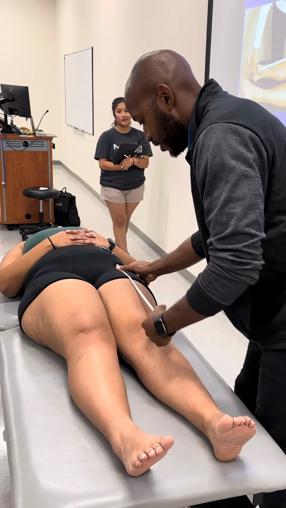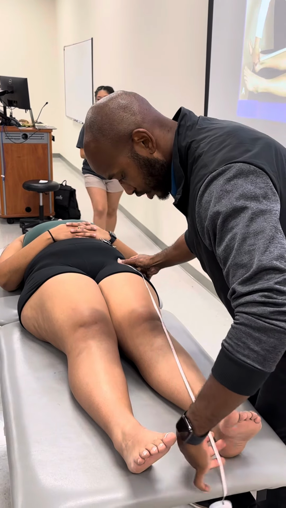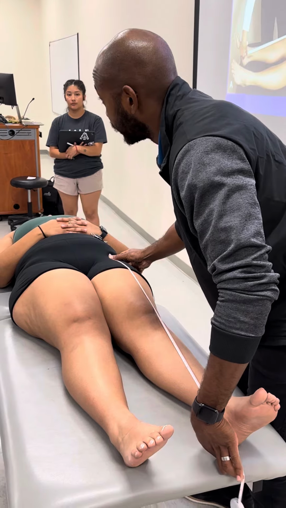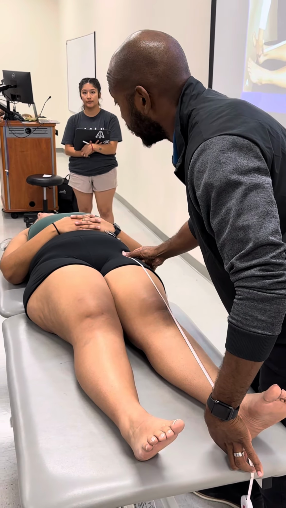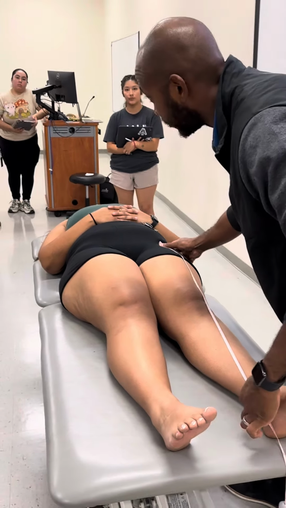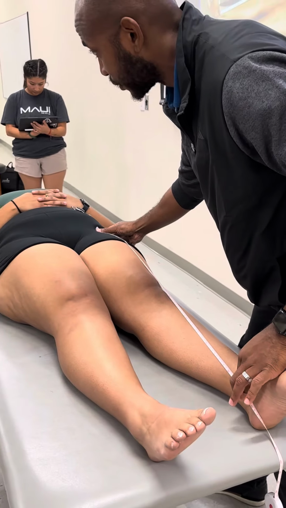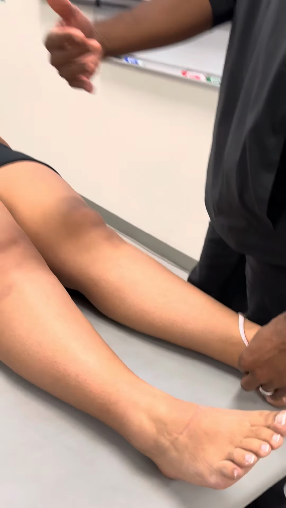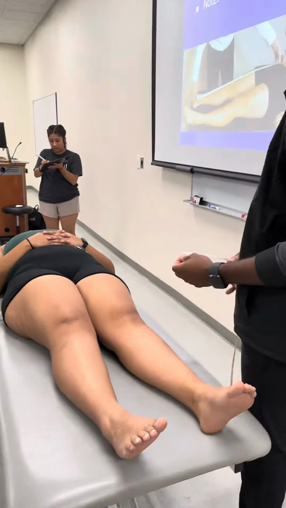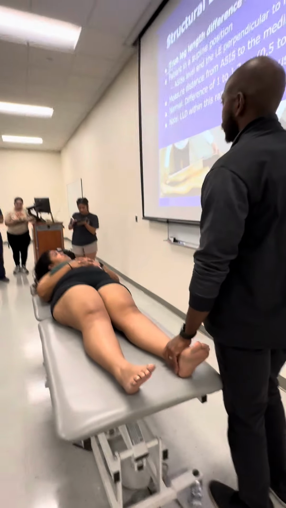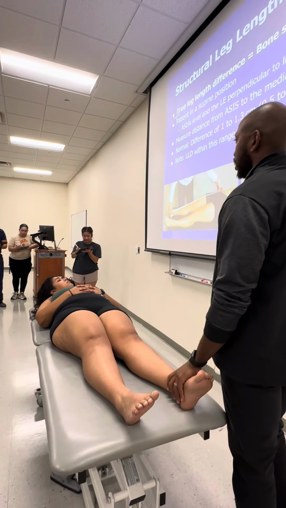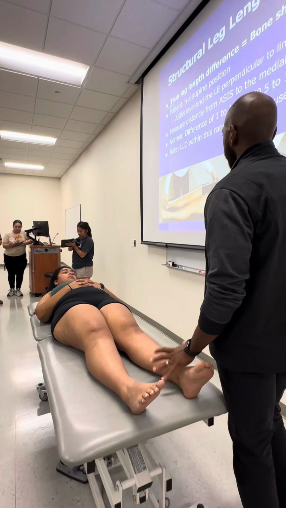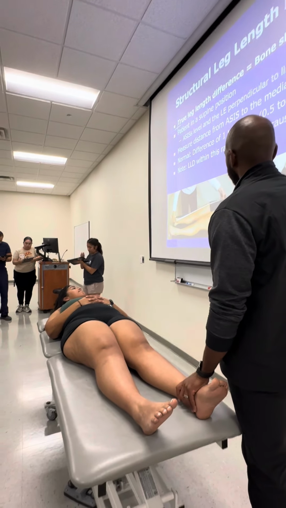And so then I'll come down and I will measure to the most inferior aspect of her medial malleoli. Again, I won't measure in the middle of it or the top of it. I'll measure to the most inferior aspect of her medial malleoli. And then I'll compare that side to side. Again, a normal difference is anywhere from 1/2 to 1 inch, okay? Anything greater than that, I'm probably going to put a heel lift or something in there.